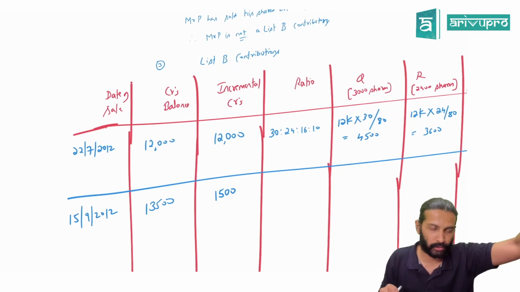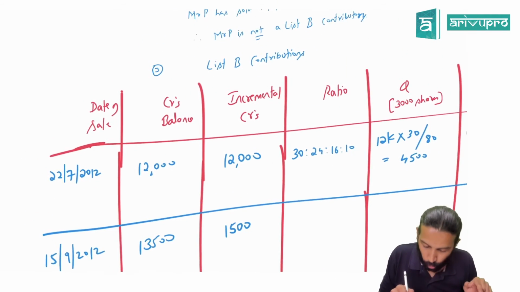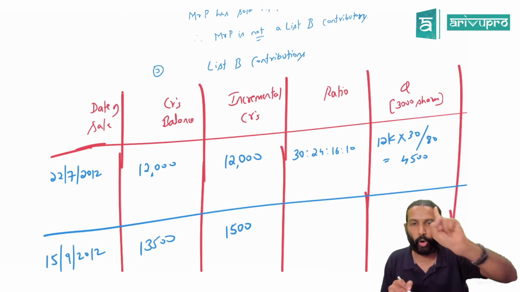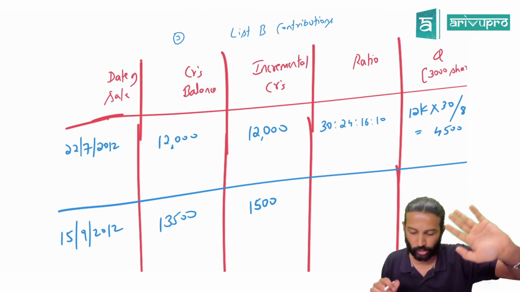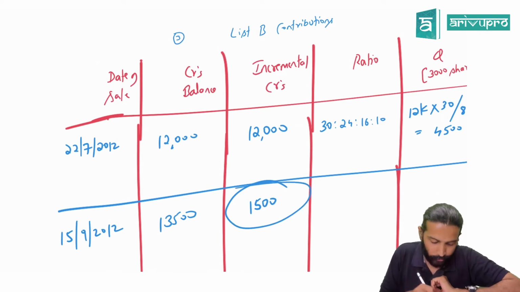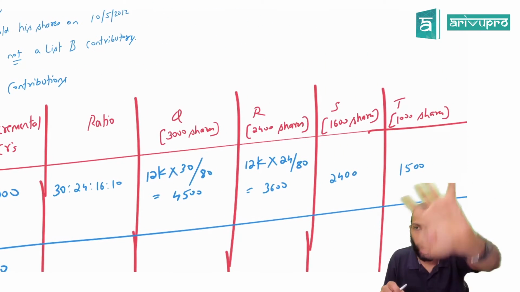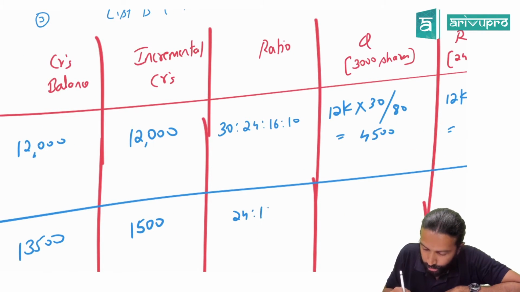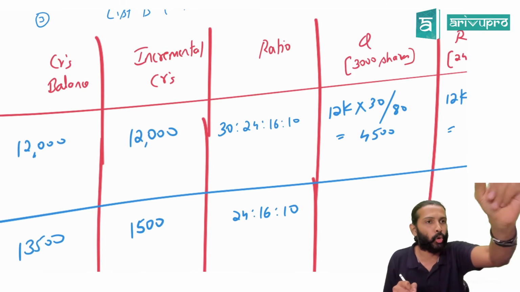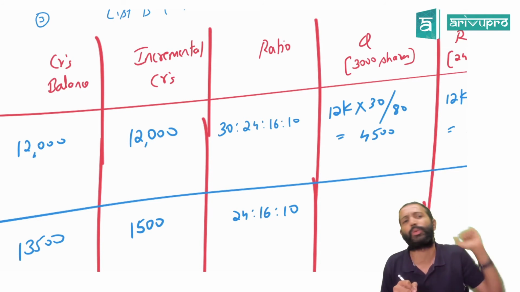Hang on. This 1,500 will be shared. Only carefully listen to this. Very important. You can stop writing and write it later. This 1,500 will only be shared by R, S and T in the ratio of 24:16:10. Q will not even contribute a single rupee towards his liability.